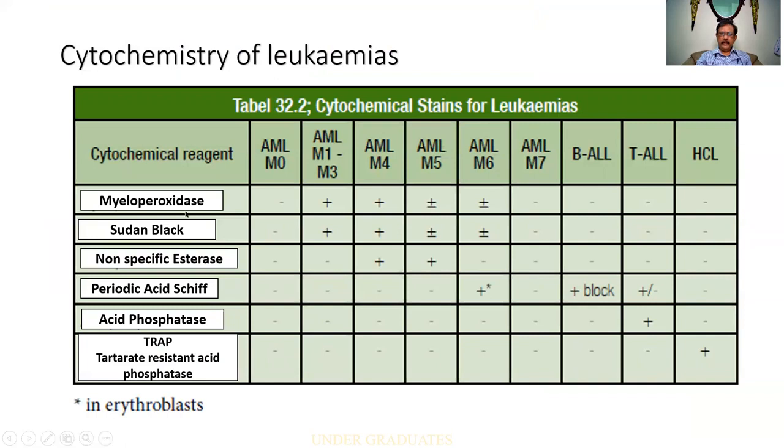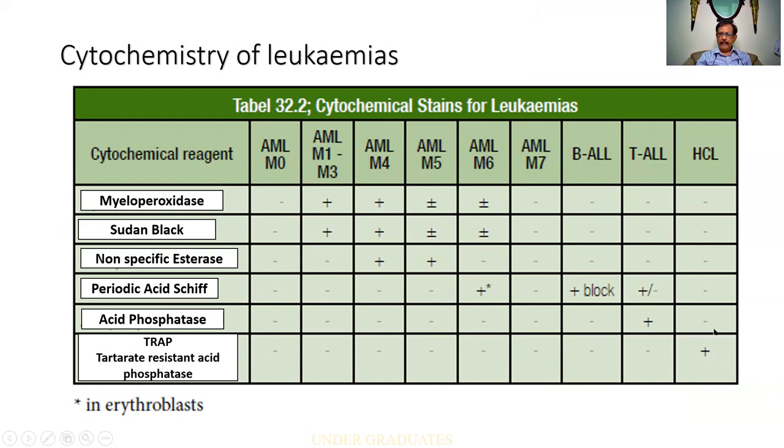And this is the cytochemistry of leukemias. It is a repetition. Sometimes this itself will be a question for you. And these are all the various types of leukemias: M0 to M7, then lymphocytic leukemia, hairy cell leukemia. And the plus signs are all the positivities which you will have to mention.